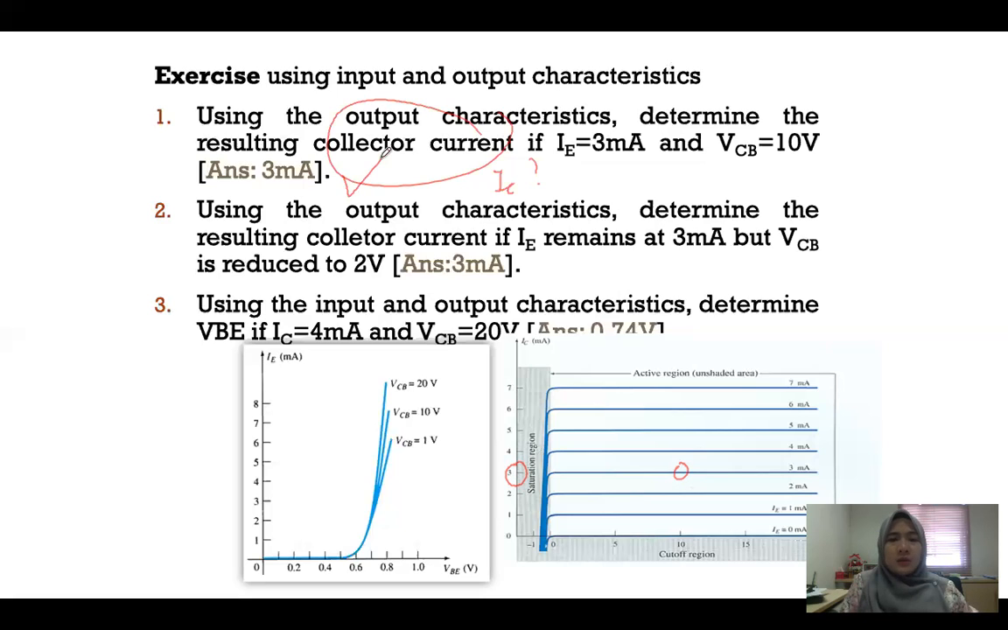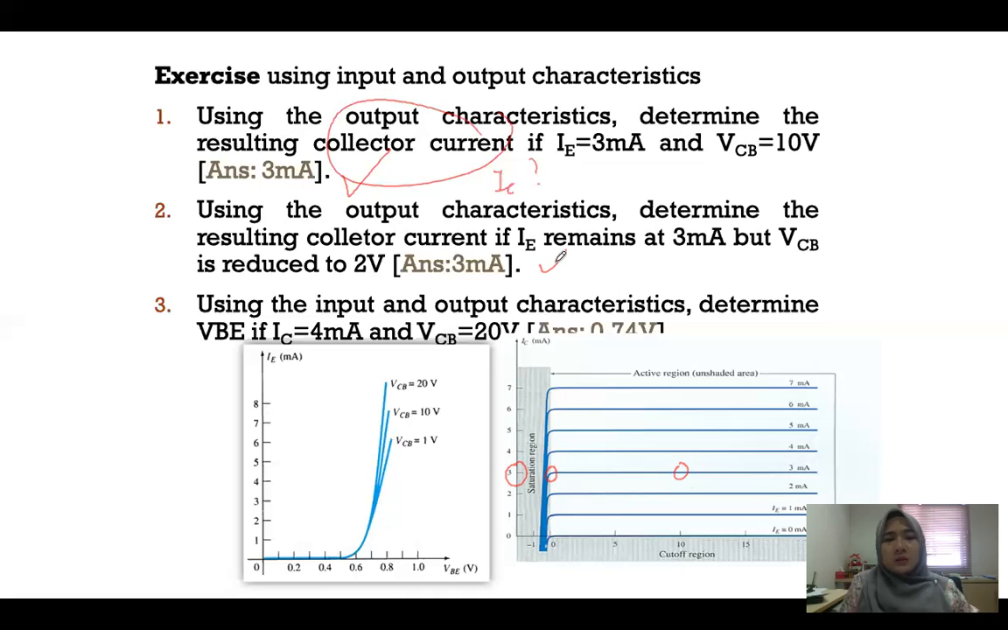Second question, using the output characteristics, determine the resulting collector current if emitter current remains at 3 milli but the VCB is reduced to 2 volt. So if you look at here, still the emitter current is 3 milli but the VCB is reduced to 2 volt. So 2 volt should be somewhere around here. Okay, so the value is still the same. It is at 3 milliamp.